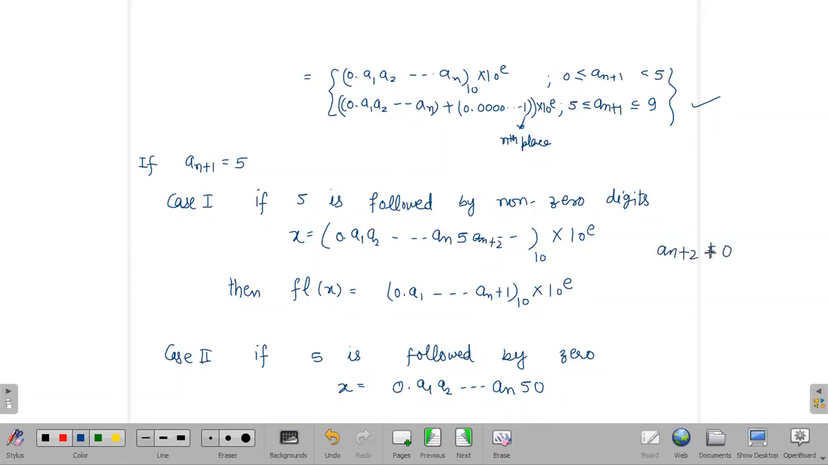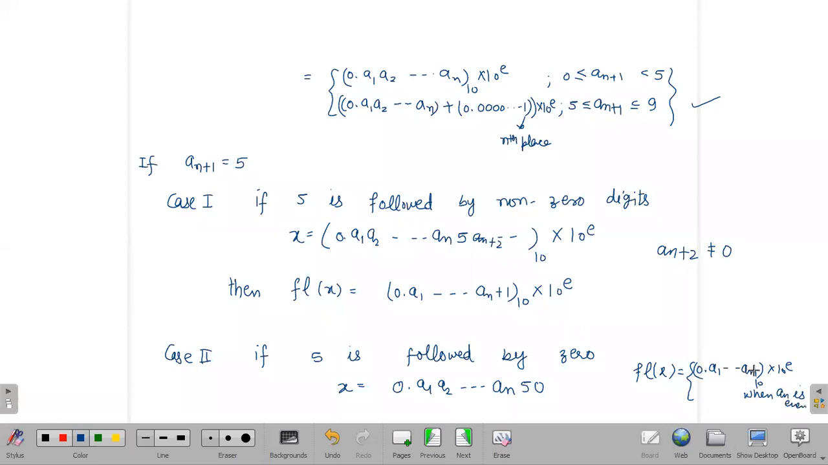so it is like 51 can be, 52 can be, up to 59, any number can be. So you will add 1 to this number, that is how you approximate, an plus 1. And if 5 is followed by 0, so if it is 50, then there is a 50-50 chance actually. Then what you do, FL of x will be 0.a1 up to an, that will be the same when an is even.